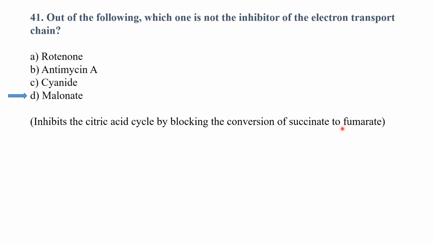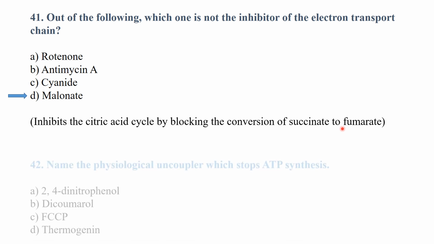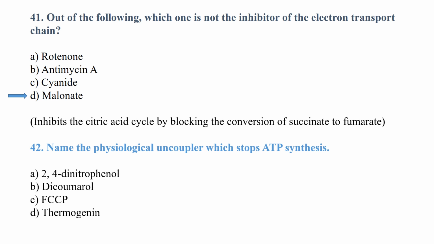तो इलेक्ट्रॉन ट्रांसपोर्ट चेन को मेलोनेट इनहिबिट नहीं करता, साइनाइड करता है, एंटीमाइसिन ए भी करता है और रोटिनोन भी करता है, लेकिन मेलोनेट is not the inhibitor of the electron transport chain. It is the inhibitor of the citric acid cycle in the step of succinate to fumarate. Name the physiological uncoupler which stops ATP synthesis.